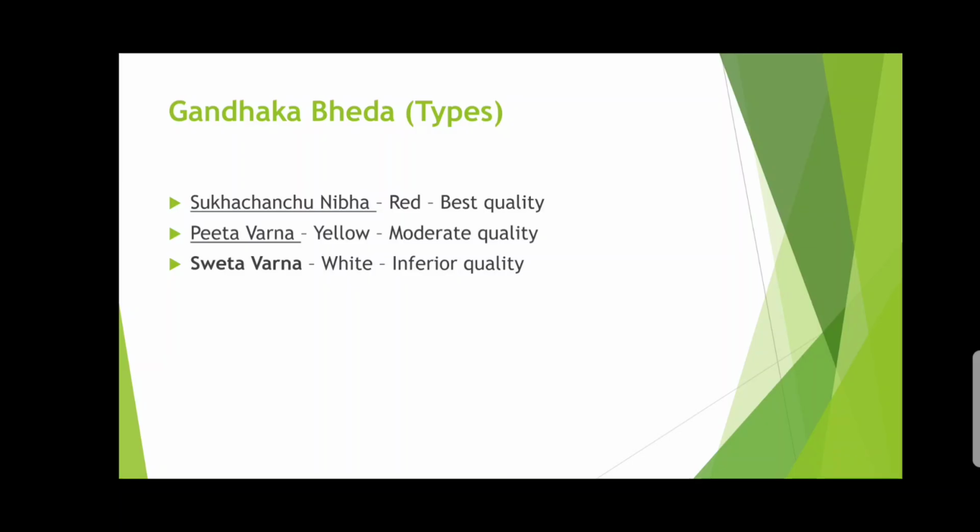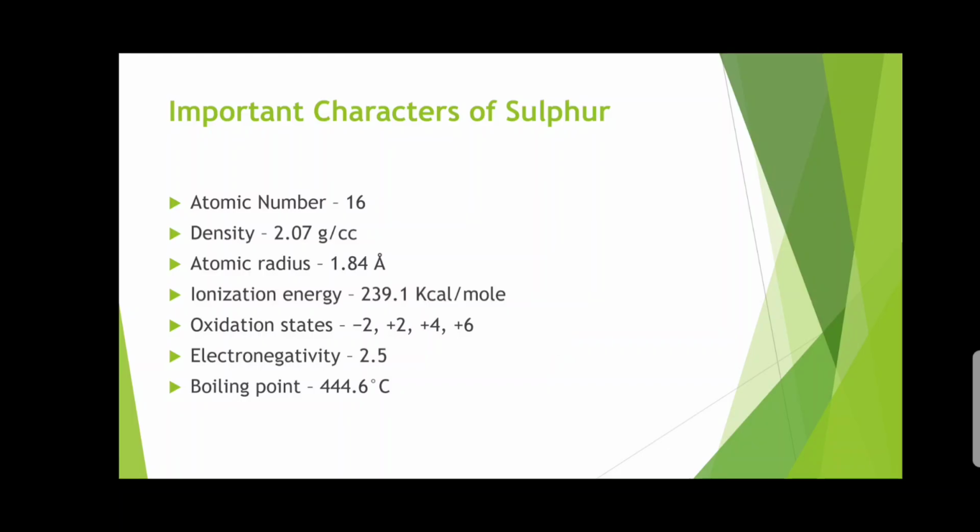Now, Shodhana methods. First Shodhana method. In this method, Gandhak is melted along with cow ghee. The liquid sulphur is then filtered through a cloth into a vessel and washed with water. The impurities and stony particles remain on the cloth and purified Gandhak is collected in the vessel.